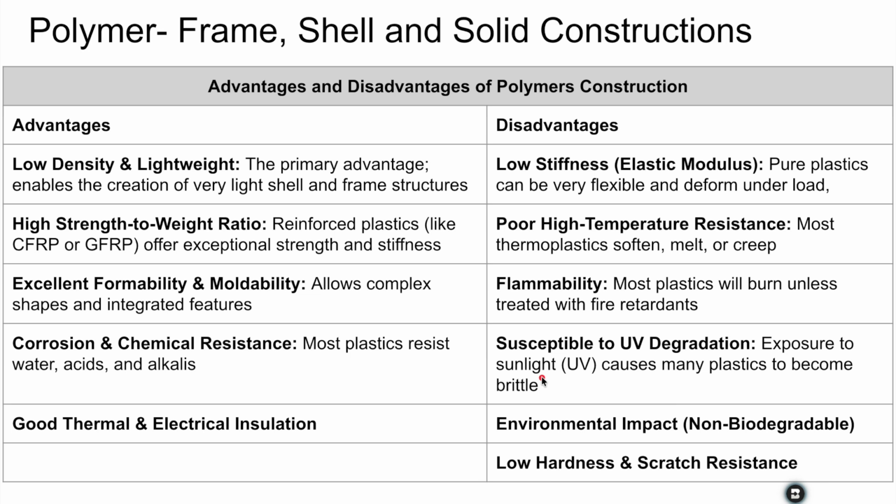They're susceptible to UV degradation, so if they're exposed to sunlight, it can cause plastics to become brittle and break apart, and you get all those microplastics and things like that. There's a big environmental impact from plastics, especially the non-biodegradable types. And again, depending on the plastic you're using, they can have a low hardness or stiffness.